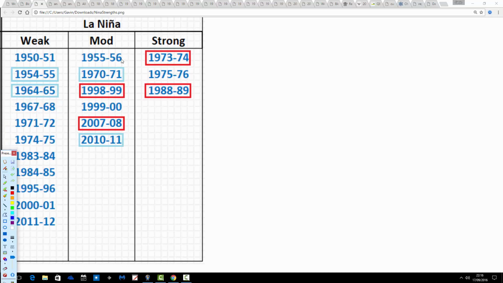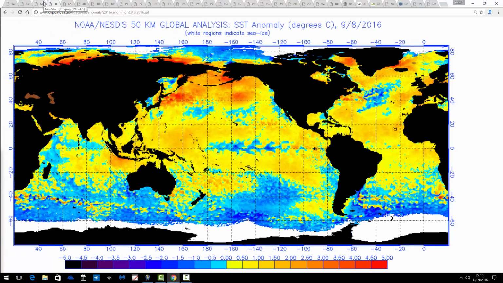So I think that quite clearly demonstrates what we were talking about last week, in that the key, either with El Nino or with La Nina, is to get them to be weak if you want colder conditions. Well, this week we're going to look at ENSO neutral.